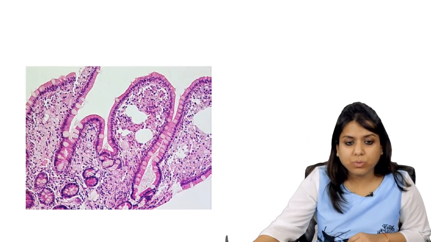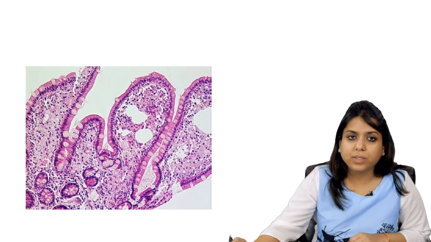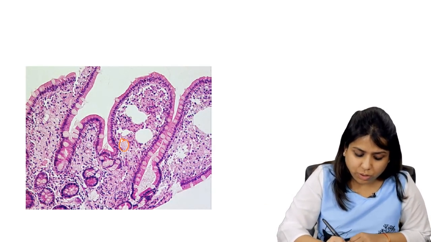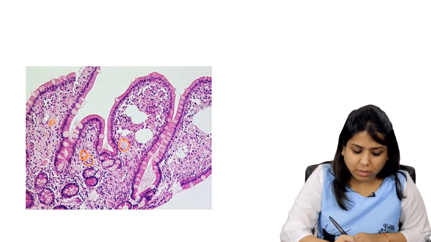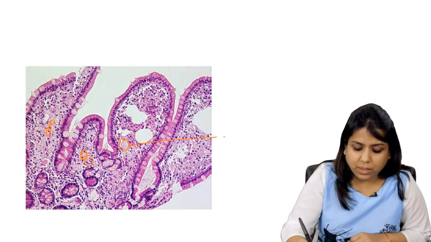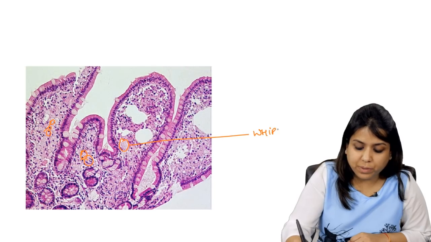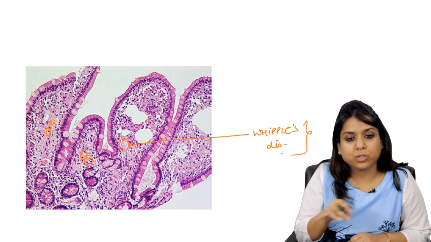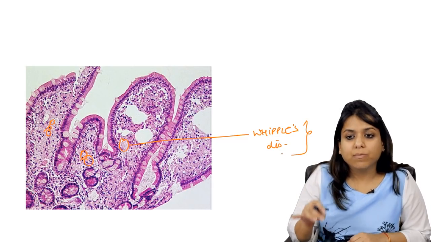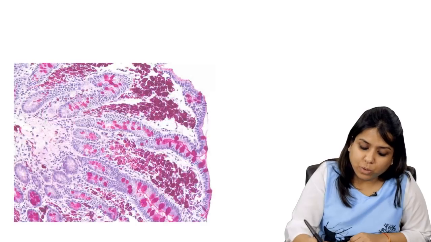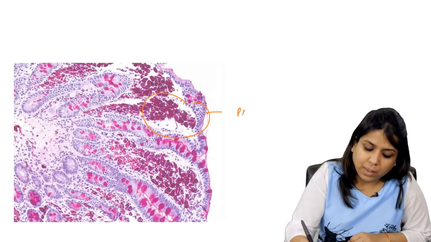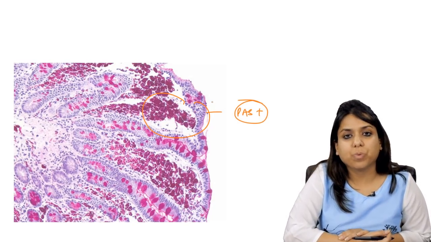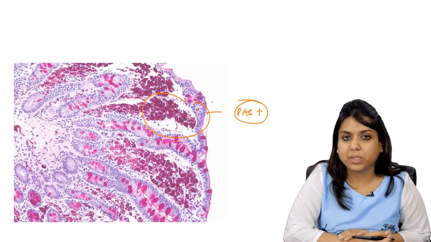Next, this image, students, again an intestinal biopsy. This intestinal biopsy shows these cells in the lumen. This is what we call Whipple's disease. These are basically macrophages in the lumen. These macrophages are characteristically PAS positive. Foamy macrophages which are PAS positive are a characteristic feature of Whipple's disease, right?